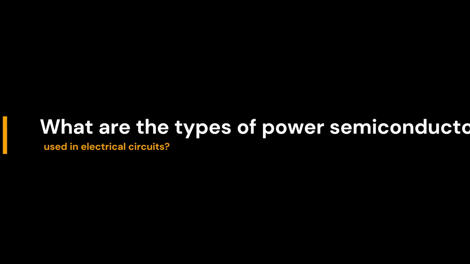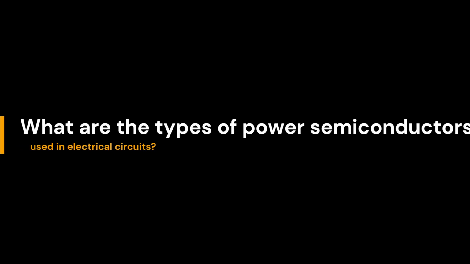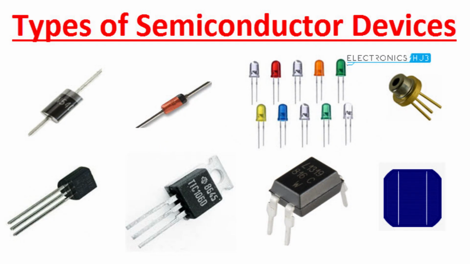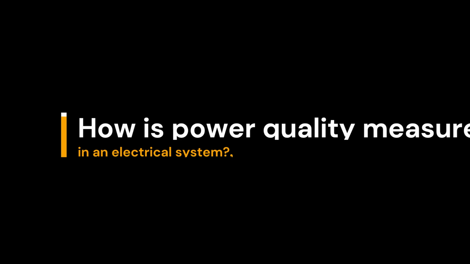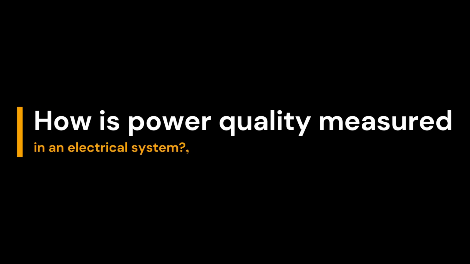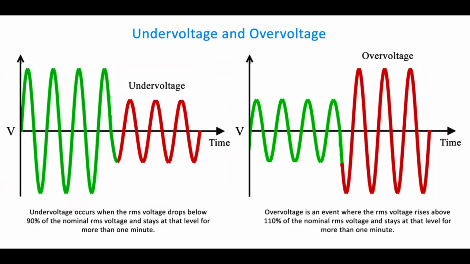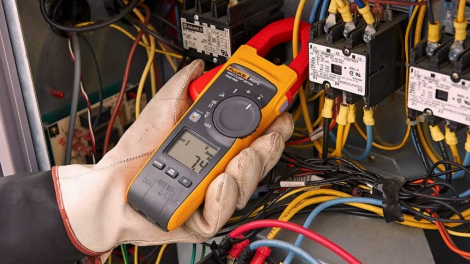What are the types of power semiconductors used in electrical circuits? The types of power semiconductors used in electrical circuits include diodes, thyristors, transistors, and MOSFETs. How is power quality measured in an electrical system? Power quality can be measured by analyzing parameters such as voltage, current, and frequency, and comparing them to accepted standards.